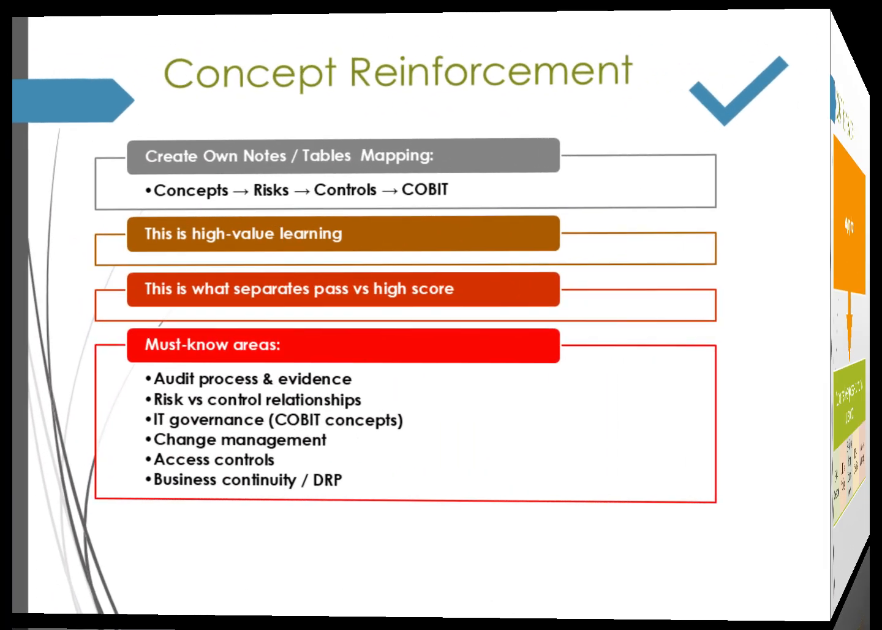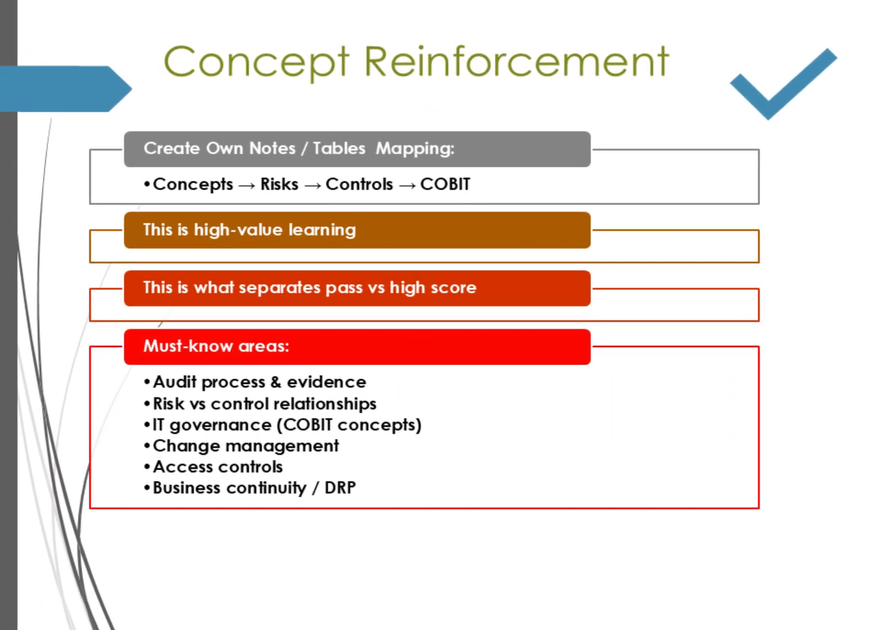One of the most effective ways to reinforce your understanding is to actively connect the concepts. Instead of just reading, start creating your own notes or simple tables. Map concepts to risks, risks to controls, and then link those controls back to COBIT. This is high-value learning. It forces you to think, and that's exactly what the exam requires. And this is often what separates a pass from a high score.